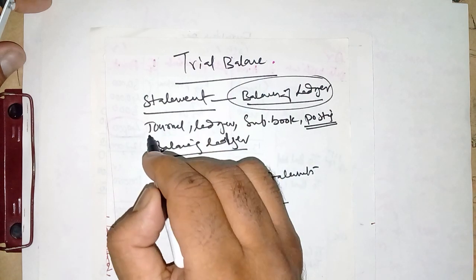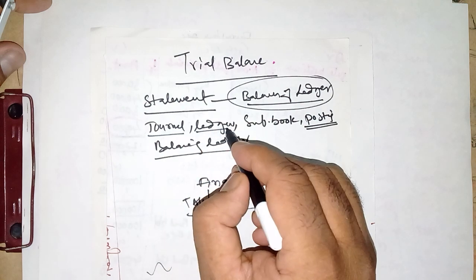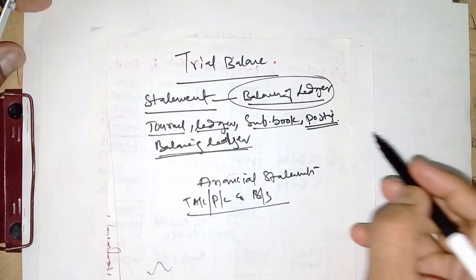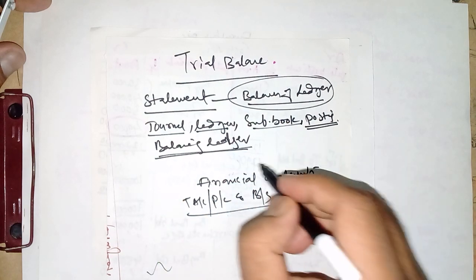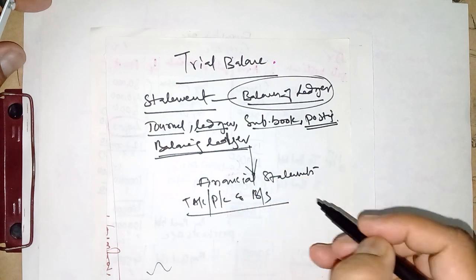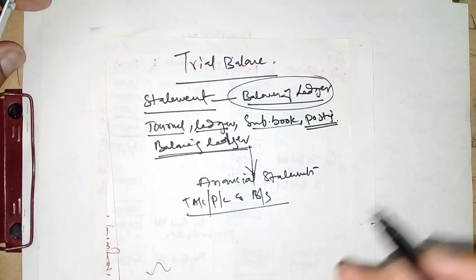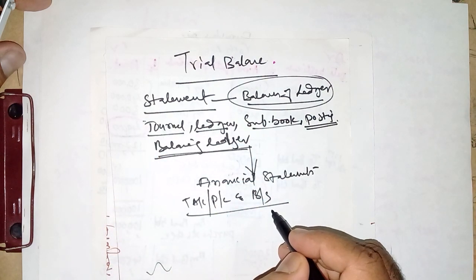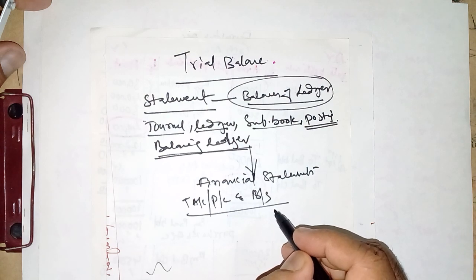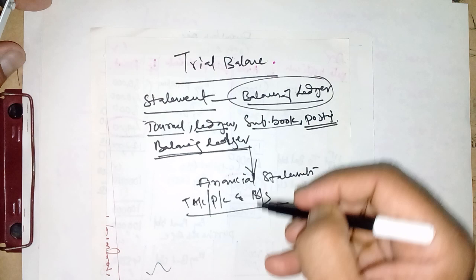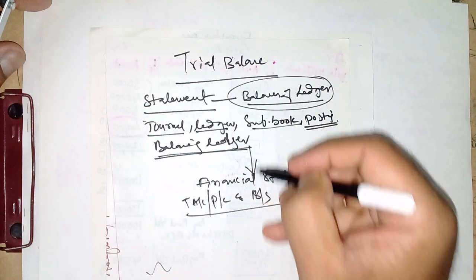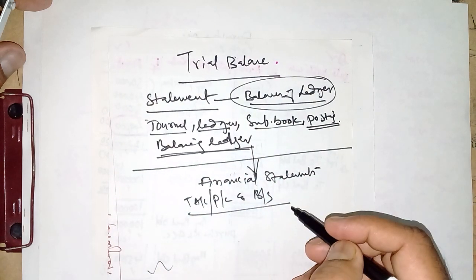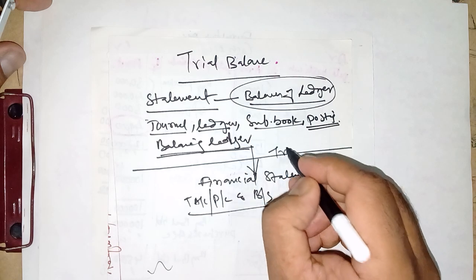Suppose we make any mistake either in journal, or in posting into the ledger, subsidiary books, or balancing of the ledger, and we proceed with the same data for preparation of financial statements, then what will happen? If this data is wrong, ultimately our financial statements will also provide wrong information. Hence, before proceeding further to prepare financial statements, we will have one filter kind of a thing. What is that filter? That filter is called trial balance.